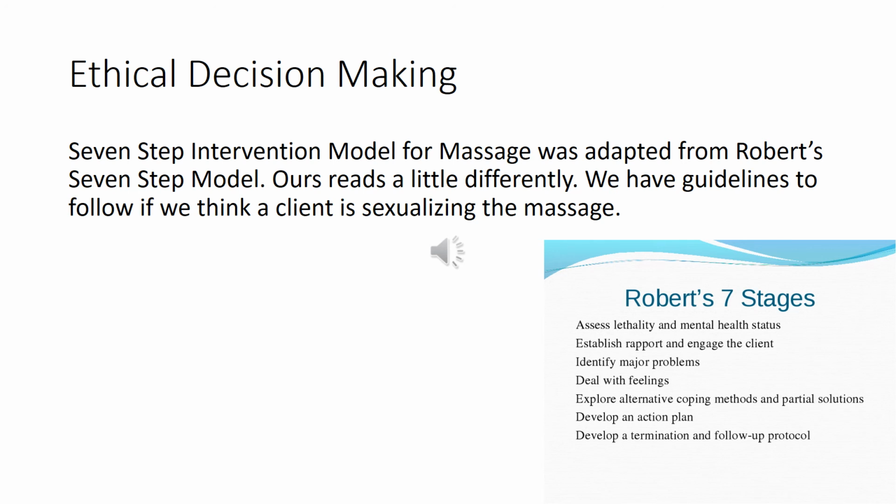Let's move along though. Ethical decision making. So I'm going to share with you a 7-step intervention model for massage therapists that's been adapted from Robert's 7-step model. It's a psychological model. You can see it listed here. Now, for massage therapists, it reads a little differently, and we have guidelines to follow that are very clear if we think a client is potentially sexualizing the massage session. You ready? 7 steps. You can modify it if you need to, but here are the original 7 steps in the 7-step intervention model for massage therapists.